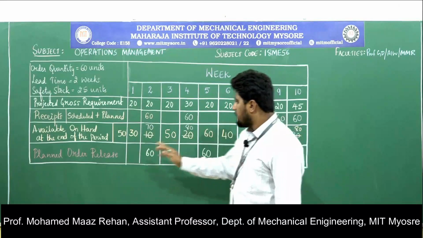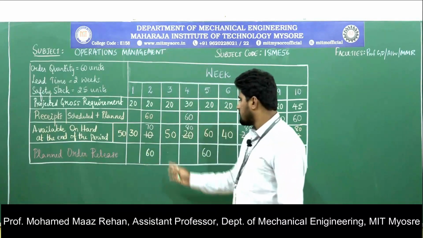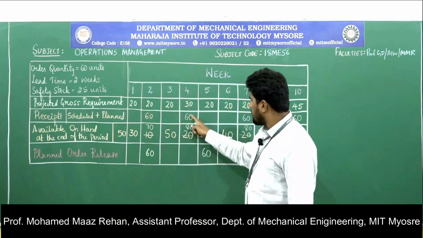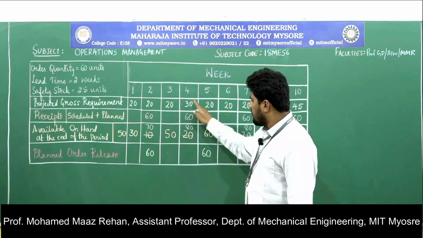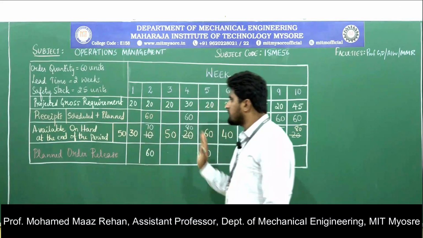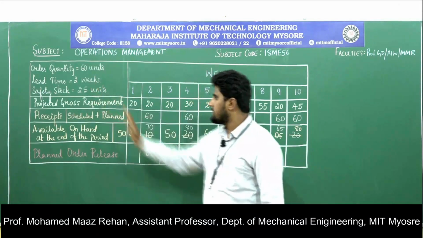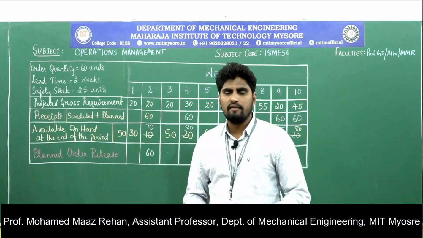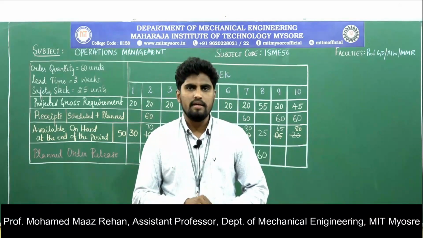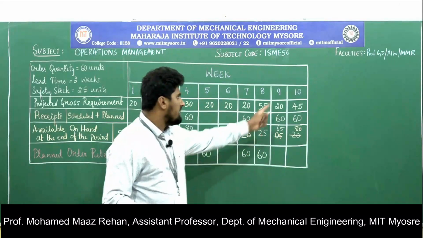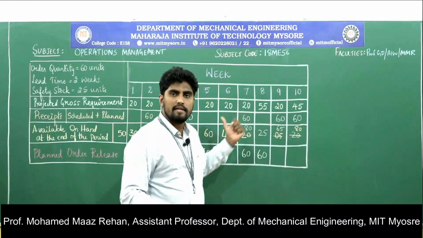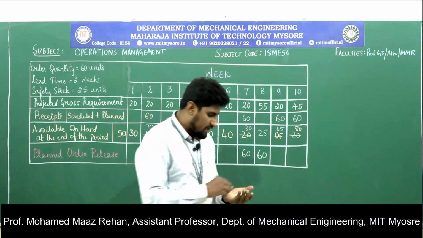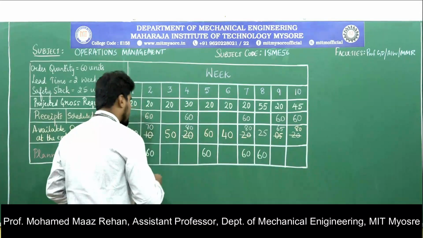And one more thing, planned order release. Obviously you know how to find this planned order release. Since we require 60 units in week 4, you have to place an order 2 weeks before because of the lead time. That is it, okay? And in the question they have asked, what is the inventory in week 10? Considering this problem, the inventory in week 10 is 80 units. That is the answer you have to write, okay?